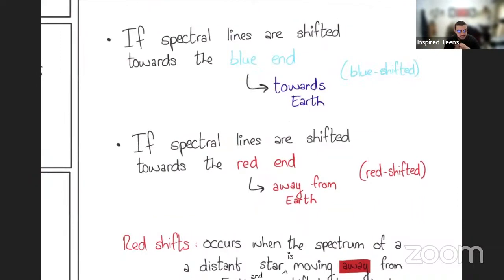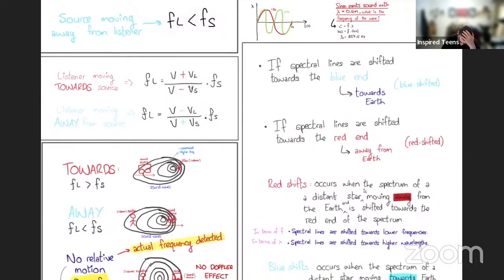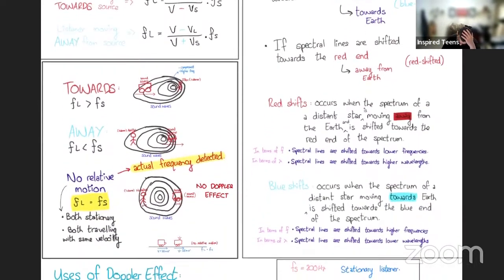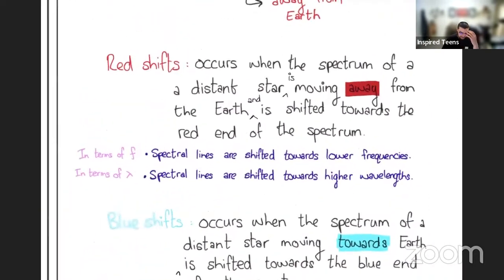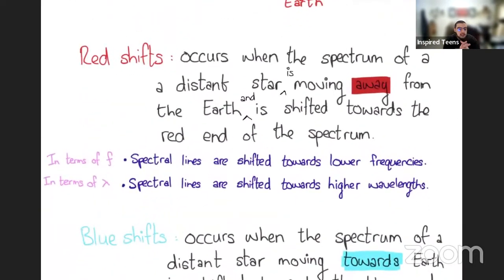If the spectral lines are shifted towards the blue end, this means that the object, we always deal with a distant star. Red shifts and blue shifts. Let's define this first and then we can go backwards. So let's define a redshift. What is a redshift? A redshift occurs when the spectrum of a distant star is moving away from the Earth and is shifted towards the red end of the spectrum.